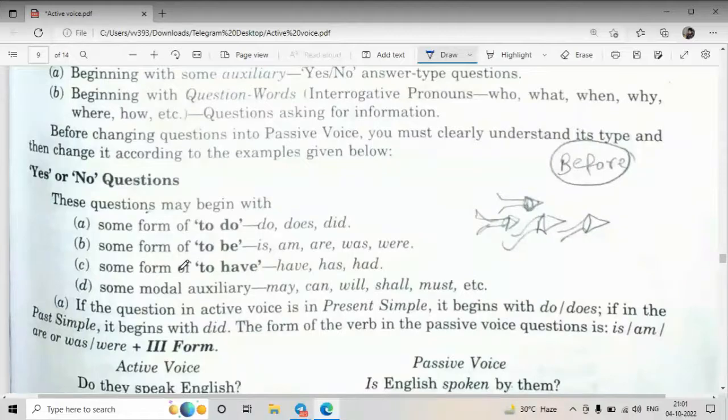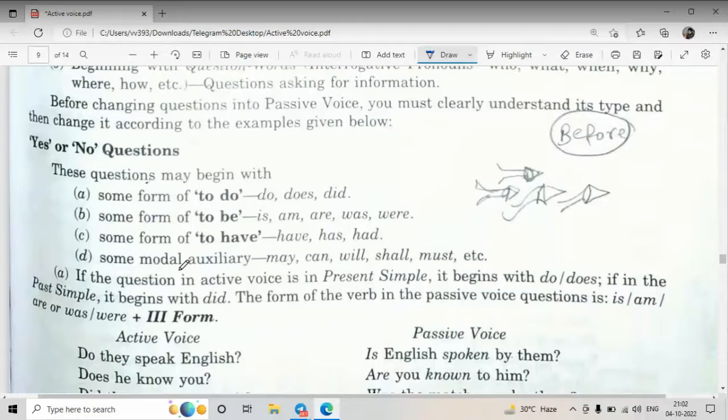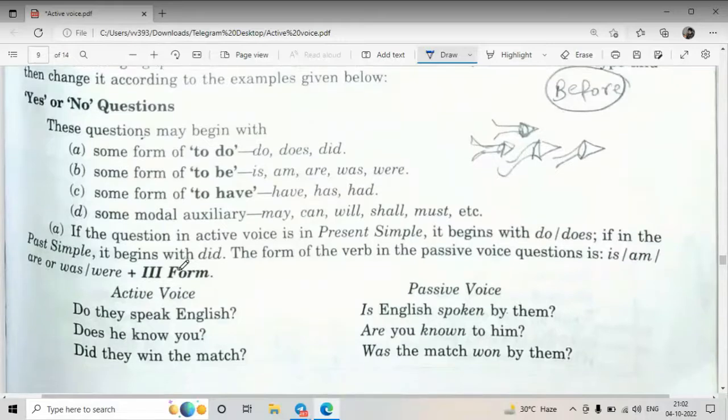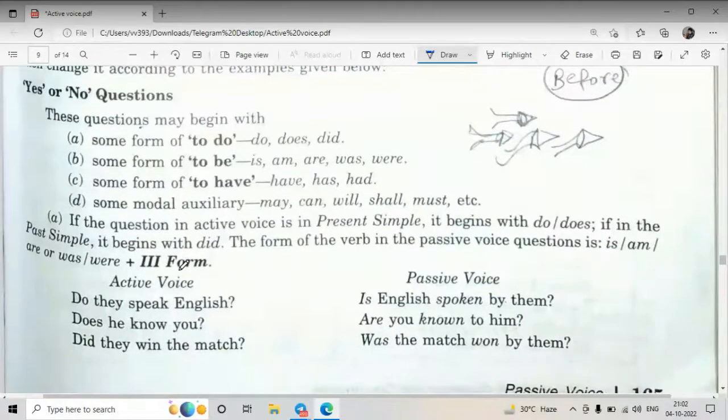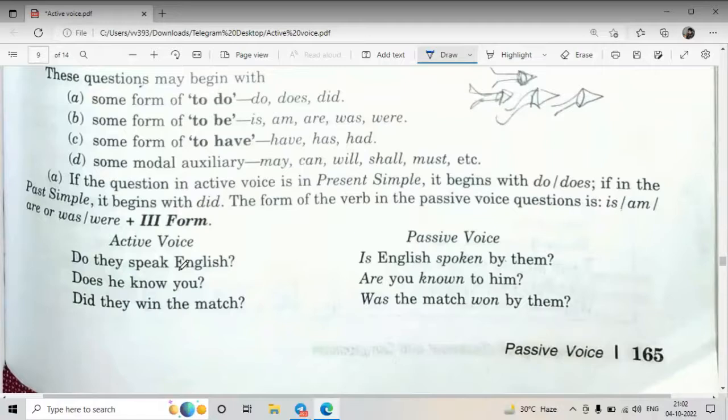Yes or no type questions may begin with some form of to do, like do, does, did; some form of to be, like is, am, are, was, were; some form of to have, like has, have, and had; and some modal auxiliary like may, can, will, shall, must, etc. If the question is in active voice in the present simple, it begins with do, does. If in the past simple, it begins with did. The form of the verb in passive voice questions is is, am, are, or was, were plus verb's third form, the same as we were talking about in present indefinite tense.